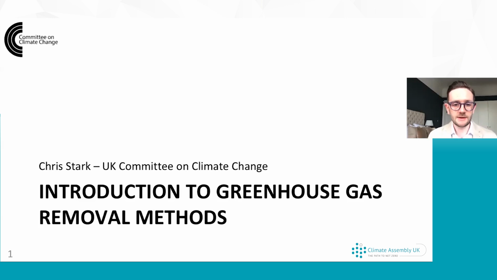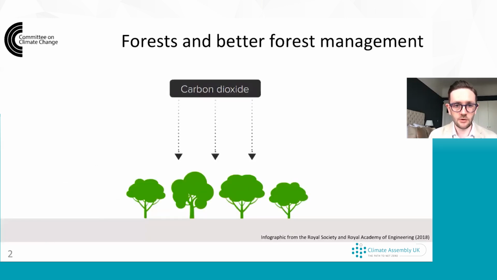The first method I want to talk about is growing forests and woodland. And probably this is the simplest of the removal methods. When trees grow, they naturally absorb carbon dioxide from the atmosphere. It takes a forest about 10 years to ramp up to the maximum amount of carbon it can store. After between 20 and 100 years, the forest reaches what we call maturity, when the amount of carbon it absorbs starts to slow down.